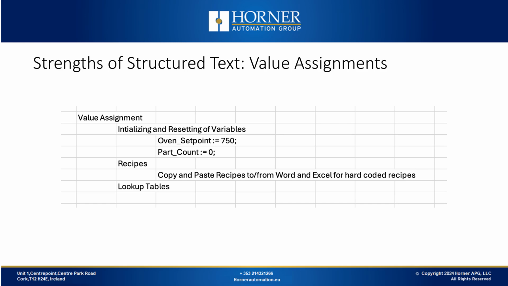For example, when you're starting up your program and you need to initialize a lot of variables, or when you're switching from auto to manual mode and you need to turn a lot of things off or reset them to 0, you do not need to write structured text where each assignment is on its own line. Instead, you can assign multiple values to variables in one line of text, using a semicolon as the delimiter.